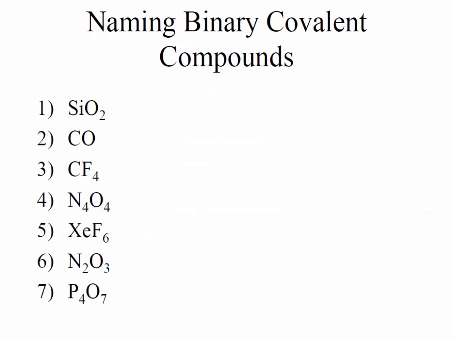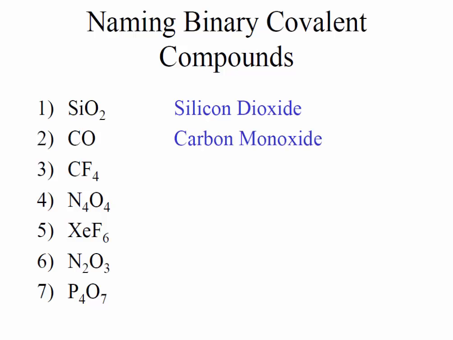So some examples, you can pause for a minute and try these on your own on a piece of paper. This first one is silicon dioxide. So notice how the first element, we didn't do anything to the name, it's just silicon. The second element is oxygen. We change the ending to "ide," so it becomes oxide. And since there are two of them, it's dioxide. The second one is carbon monoxide. In this example, you see we don't use the mono on the first element, only on the second element.